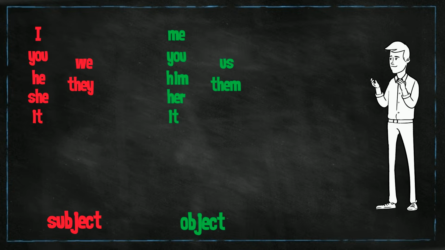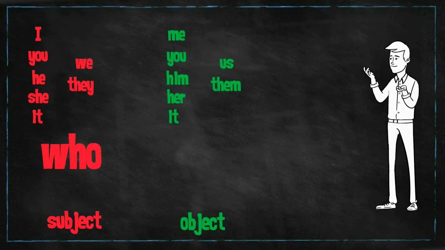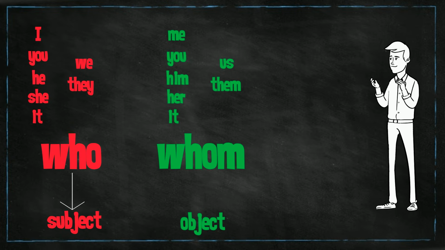The difference in the use of who and whom comes down to whether we are referring to the subject or an object. Who is used to refer to the subject of a sentence, while whom is used to refer to the object of a sentence.